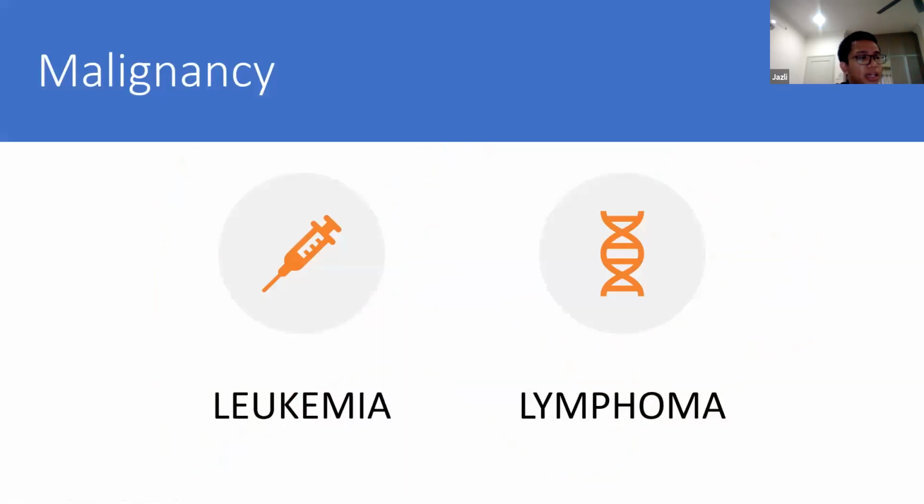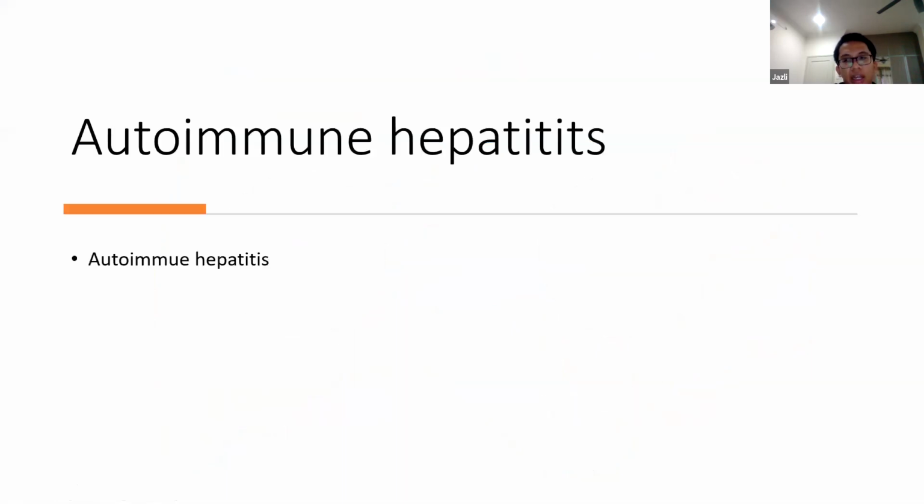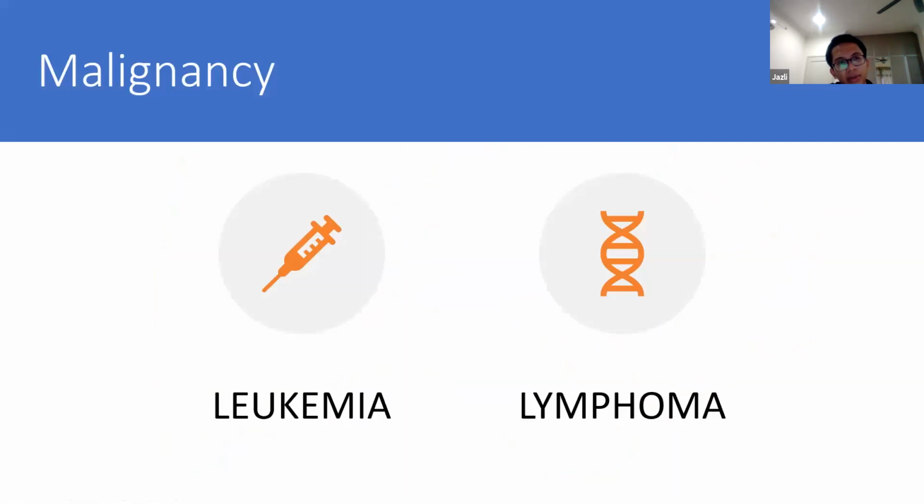Apart from that, you have malignancy causes such as leukemia and lymphoma. Because of the leukemia and lymphoma, you can have all these infiltrations, and because of the infiltration, it can cause liver failure. And apart from that, even secondary metastasis can also cause acute liver failure.